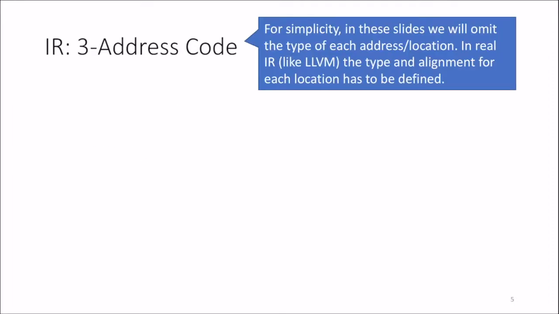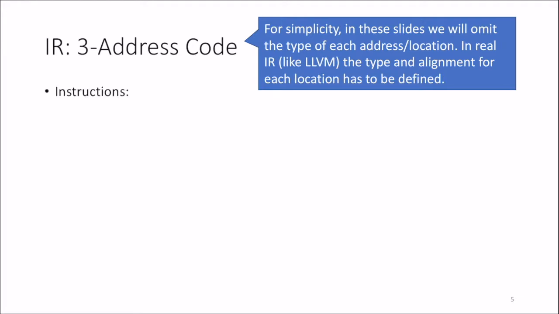Let's look at some examples of three-address code. Note that in these slides, for simplicity, we will omit the type of the address or location, whether it's an integer or floating point, etc. I just won't show it explicitly in these slides. This is just to avoid too much material on each slide, to make it less dense, more simple, and easier to understand. In a real IR like LLVM, the type and even alignment for each location has to be defined.